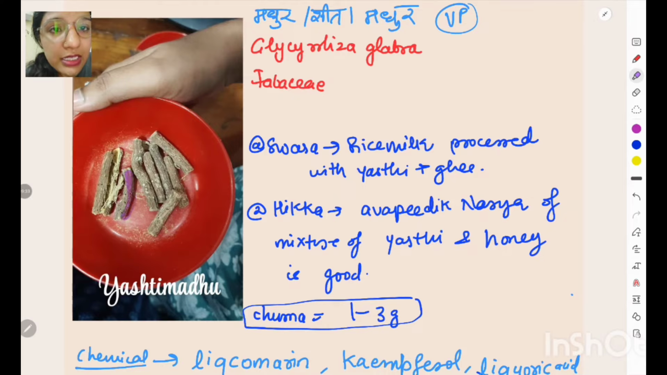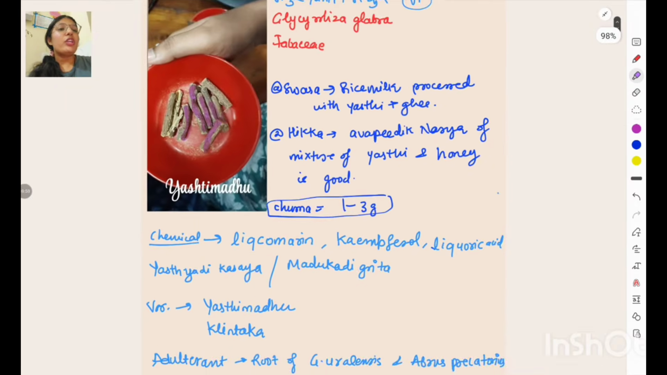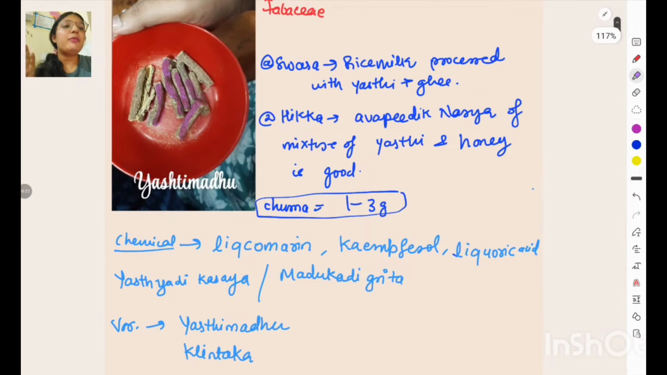You can see this is the root of Yashtimadhu, somewhat dry, whitish color, licorice we call in English. And its rasa panchaka is Madhura rasa, Shita Virya, Madhura Vipaka. Again it is Vata Pitta Shamaka, Glycyrrhiza glabra, Fabaceae family. And this Anekaprayoga, you can use it in Shwasa. Rice milk processed with Yashtimadhu is given with ghee.